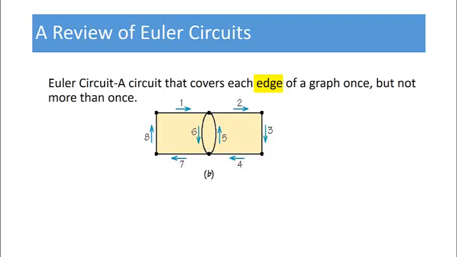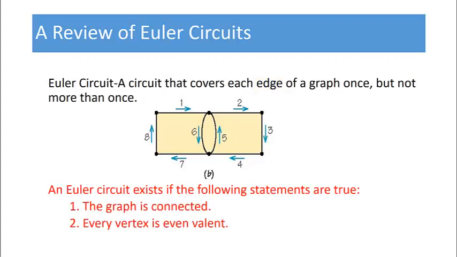And we saw that it's easy to tell whether or not a graph has an Euler circuit, because an Euler circuit exists if and only if the following statements are true. 1, the graph is connected, and 2, every vertex in the graph is even valent. Okay, so those are our Euler circuits.